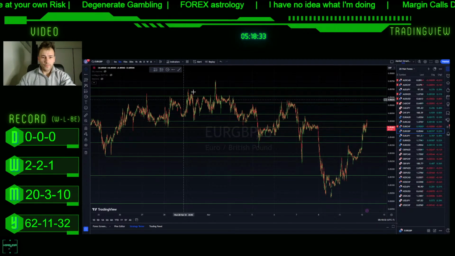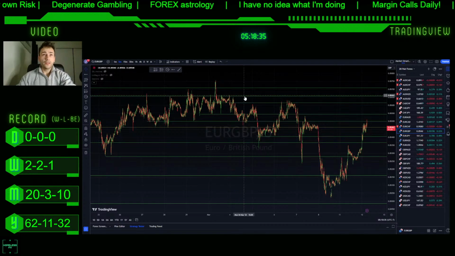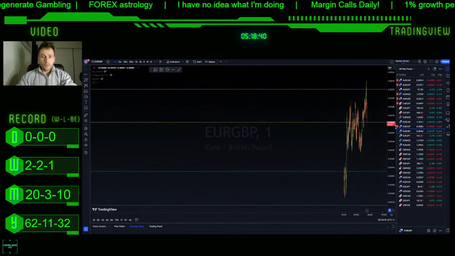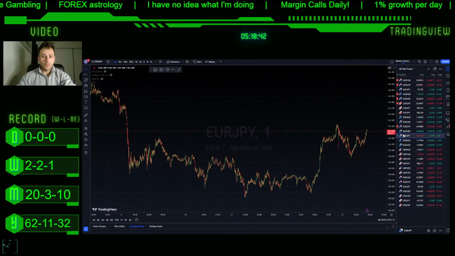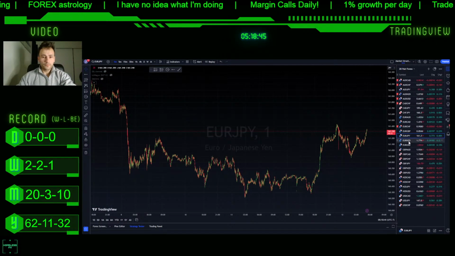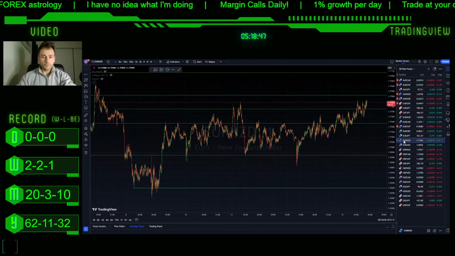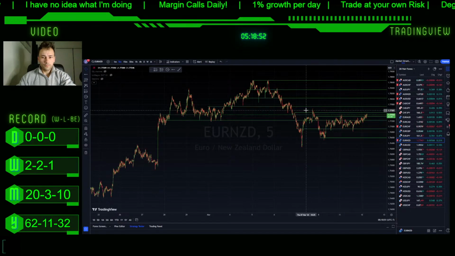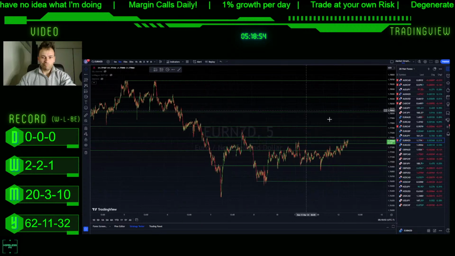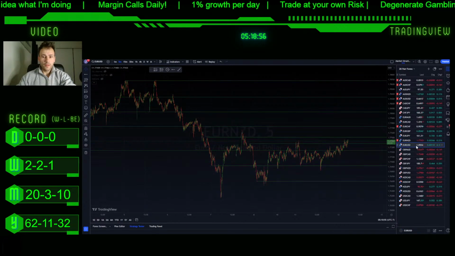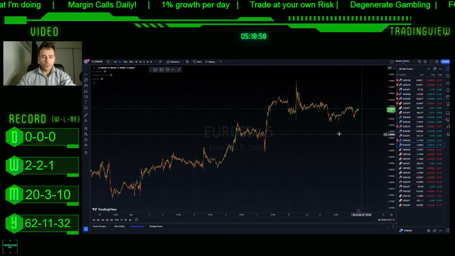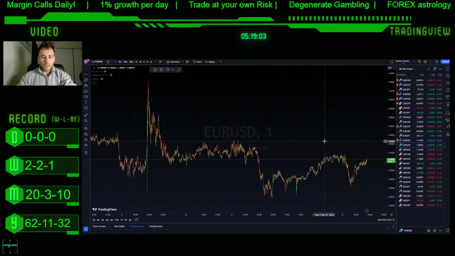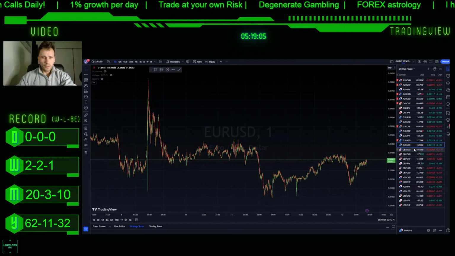Similar to EURAUD, if price starts to come up to these higher levels, could initiate a sell for price to come back down. EURNZD, good opportunity for a sell if price goes up. Not super keen on EURUSD here.